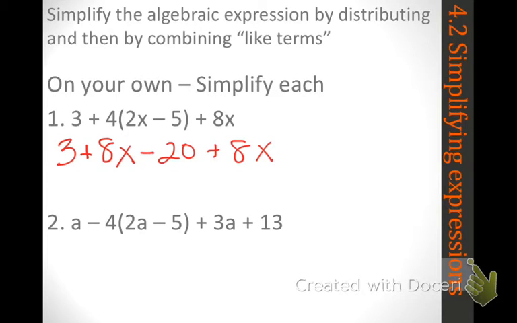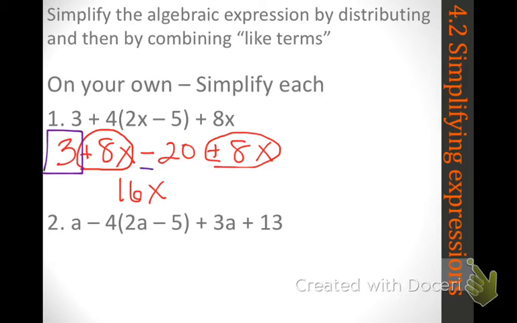Now I can combine like terms. I always start with my x's. So I have 8x here plus another 8x is 16x. I have 3 here minus 20 is minus 17. So my answer is 16x minus 17. Check to make sure you got that.